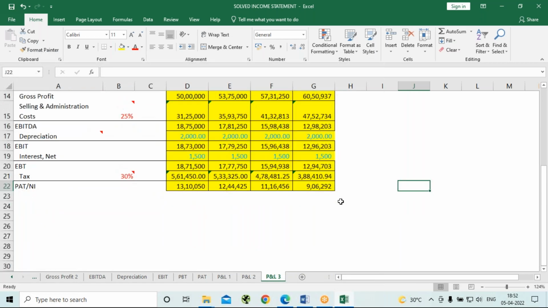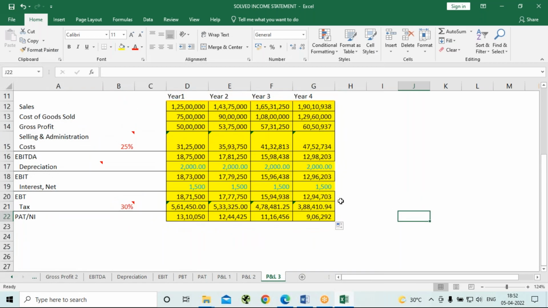Okay, so how many of you have got these values? Please type yes in the chat box. Please type yes.